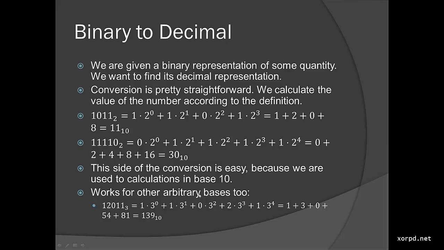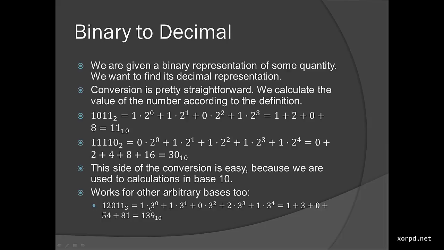It works for other bases too. What I mean is, it doesn't have to be the binary base. It could be, for example, the ternary base. For example, look at this number, 12011 in base 3. We calculate it mostly the same. It's just that the base is 3 this time instead of 2. So we calculate it like this.